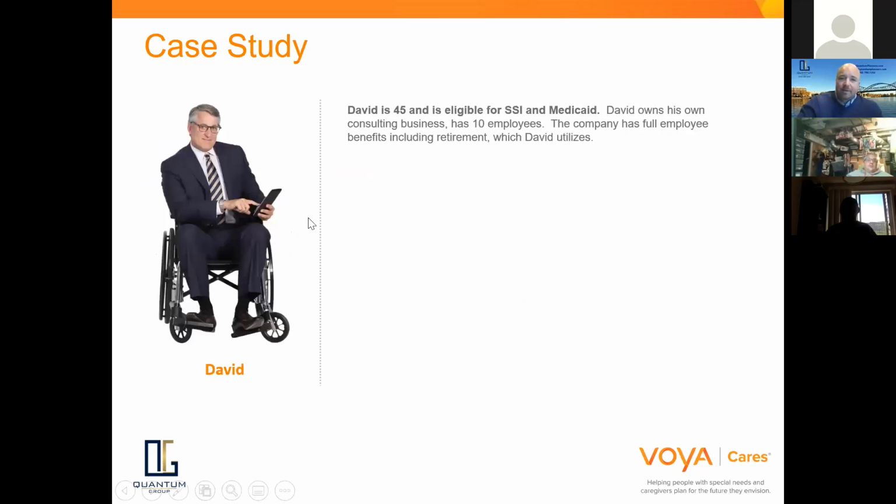Another example here is a person who's 45, and we're going to say that they're eligible for SSI and Medicaid. In this particular example, David's disability occurred prior to age 26, say when he was 18 years old. He owns a business, has full health benefits through his business, and he's eligible for SSI and Medicaid in terms of his disability, but he isn't in terms of his income and his assets, we'll say.